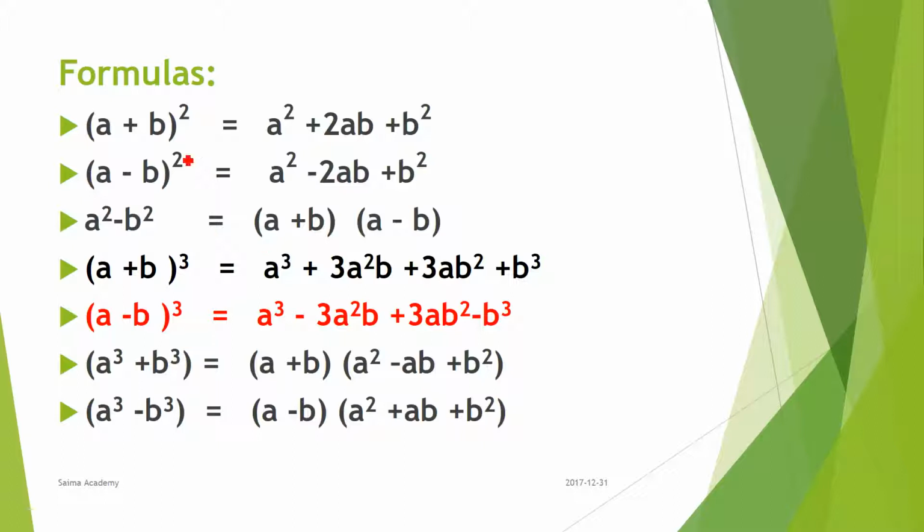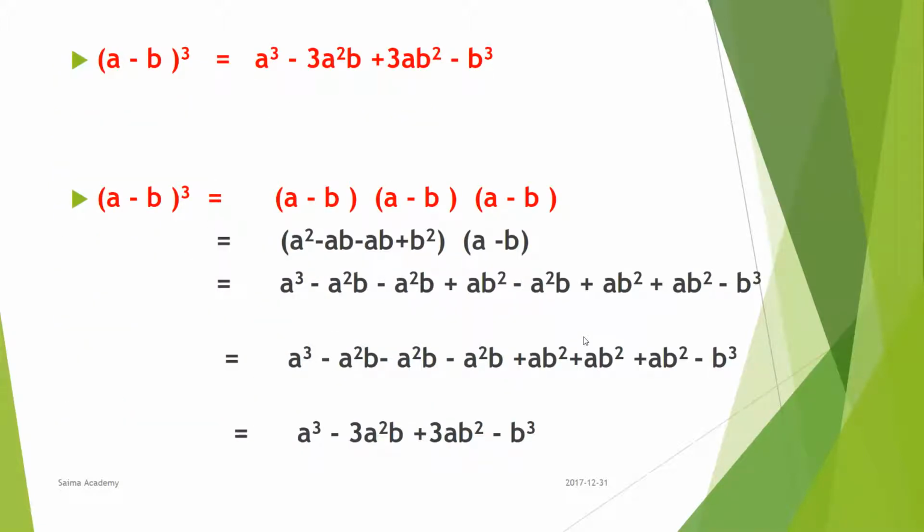We already have discussed the last four formulas, but today we are discussing this, right? First, I will explain how this formula is equal to a³ - 3a²b + 3ab² - b³, and then we will prove it, right? So the first is (a - b)³. In order to solve the questions, you have to memorize these formulas. So this formula is equal to a³ - 3a²b + 3ab² - b³, right?